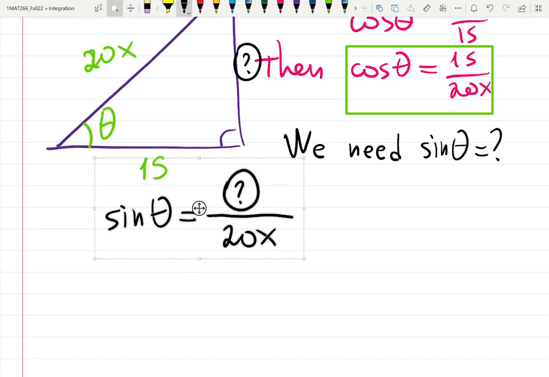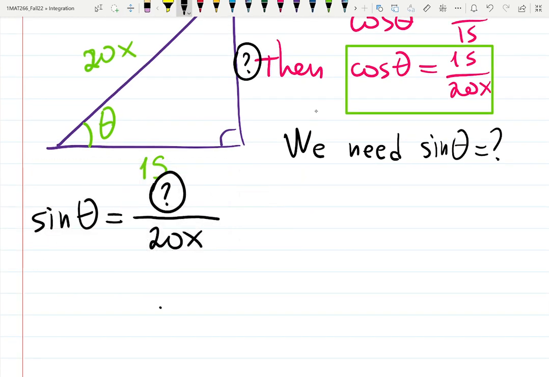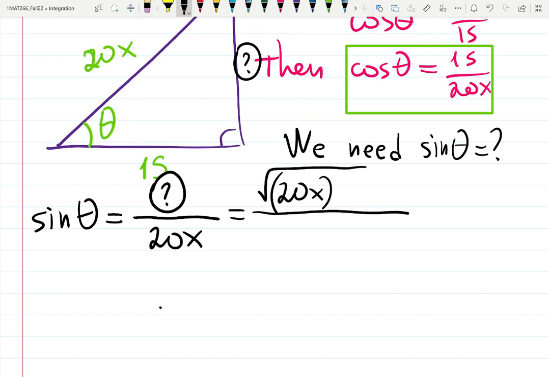Let me move it to the left. Usually people do it right away because they know how to find it. That is a huge square root. What do you think it is? The square root of 20x, everything squared, minus 15 squared. That is over 20x. So the numerator came from the Pythagorean theorem. Catheti squared plus catheti squared gives you hypotenuse squared. That's how it works. That will be plugged into the answer, and that actually is the end.